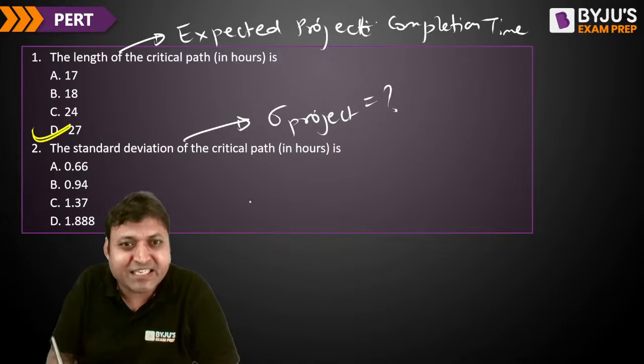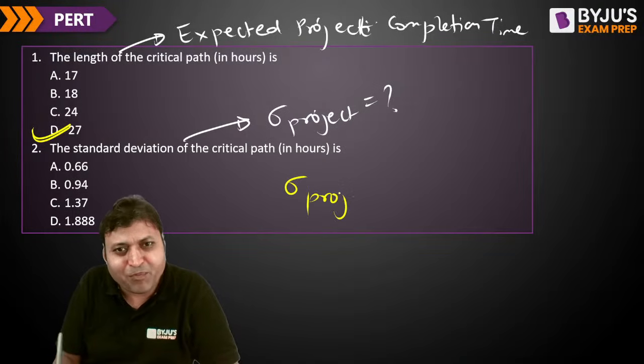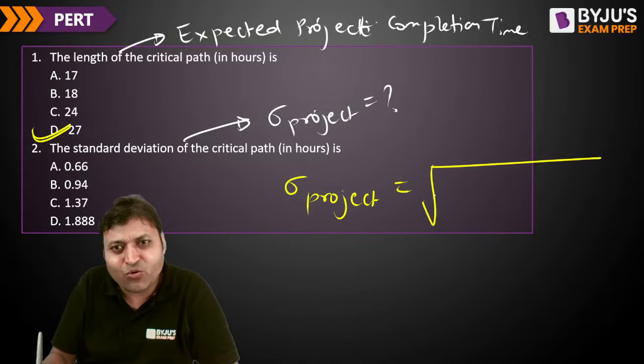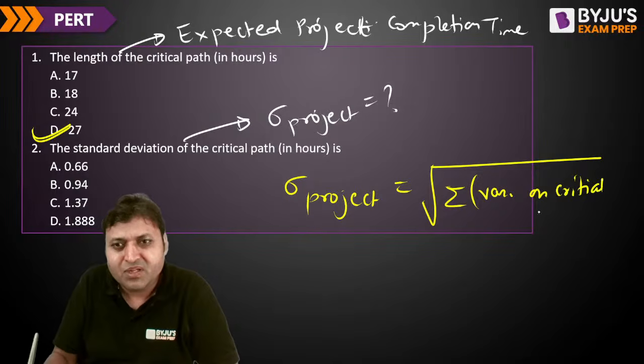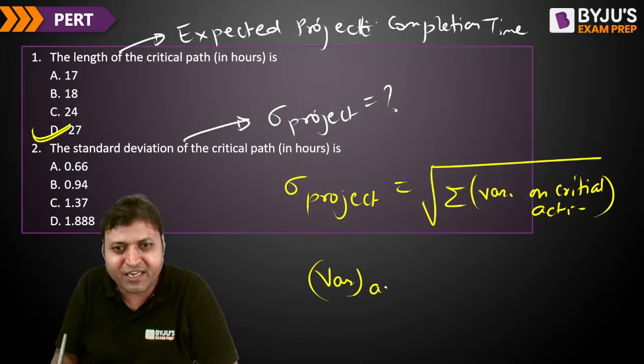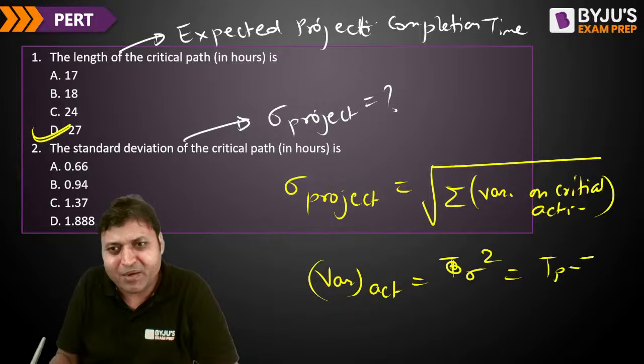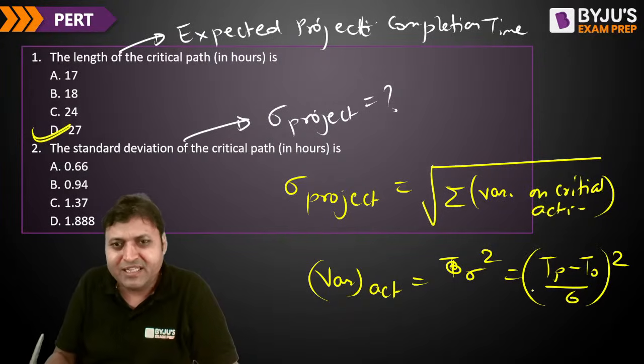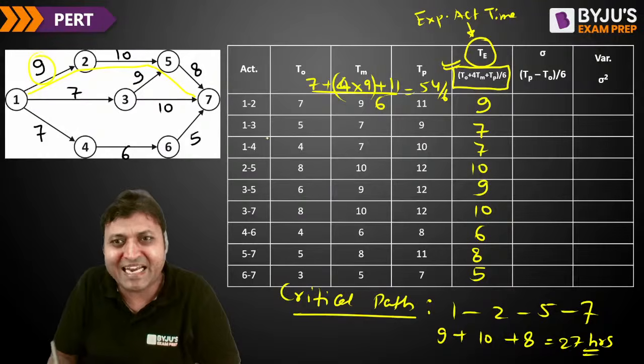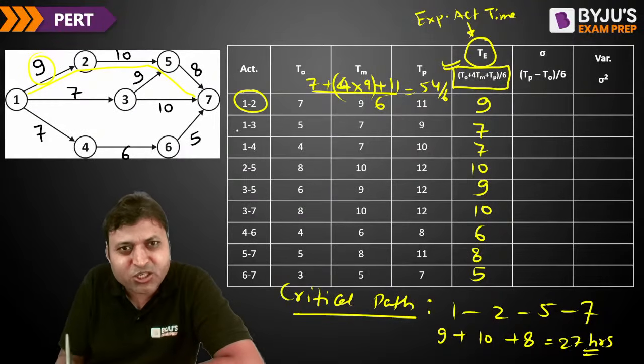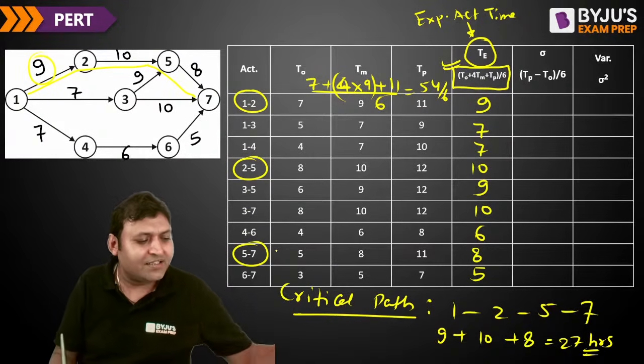Now we need to find out the standard deviation of the project. Sigma for the project is equal to the square root of the summation of variance of critical activities. The variance of any activity is sigma square, or we can say (TP minus TO) divided by 6, squared. We are interested only in critical activities, that is 1 to 2, then 2 to 5, then 5 to 7. We are interested only in these 3 activities.